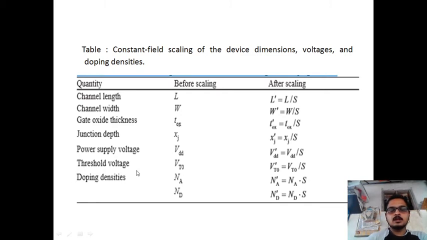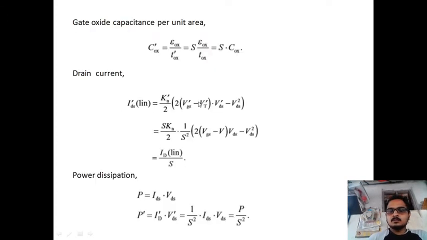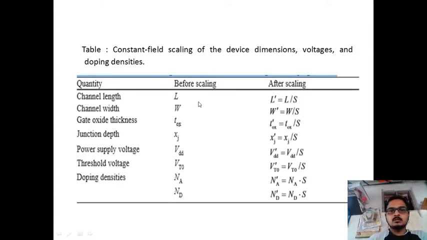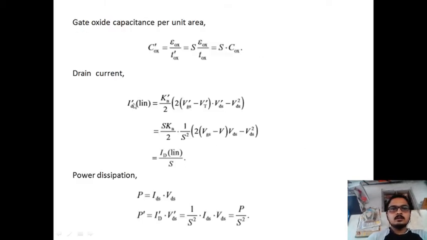Why? Because the internal electric field is not scaled. That is why these two are not scaled, and that is why they are multiplied with the scaling factor S. The term which is not scaled is multiplied by the scaling factor S. The remaining terms above are scaled down, that is, divided by S. Okay. According to this table, we will calculate the other terms.